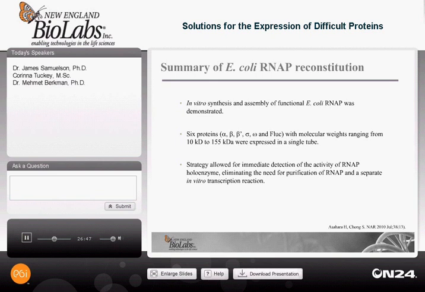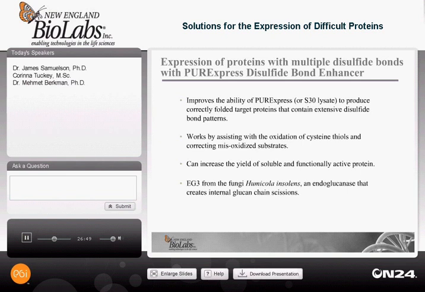I'm now going to switch to the problem of proteins with disulfide bonds. We offer a PureExpress disulfide bond enhancer. This reagent can be added to a PureExpress reaction, and what it does is it improves the ability of PureExpress, or S30 lysate if that's what you're using, to produce correctly folded target proteins that contain extensive disulfide bond patterns. It works by assisting with the oxidation of the cysteine thiols and correcting misoxidized substrates. It can increase the yield of soluble and functionally active protein.